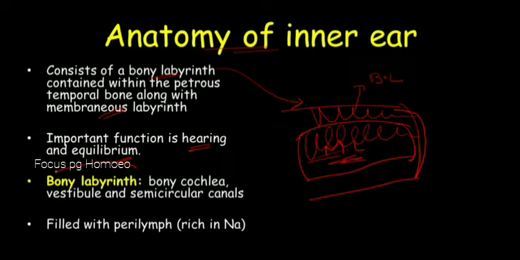So now let us start with the bony labyrinth. I am not going into detail, so if you have any doubt regarding understanding its anatomy, it's better to check out an animated video. In the bony labyrinth, we have three parts: the bony cochlea, then the vestibule and the semicircular canals. I'll show you how it looks.